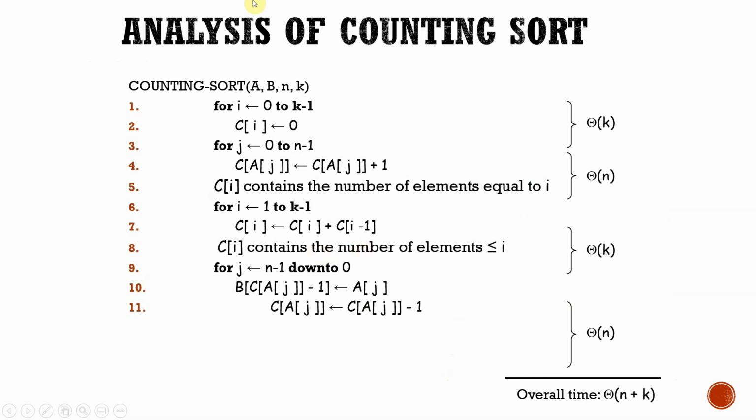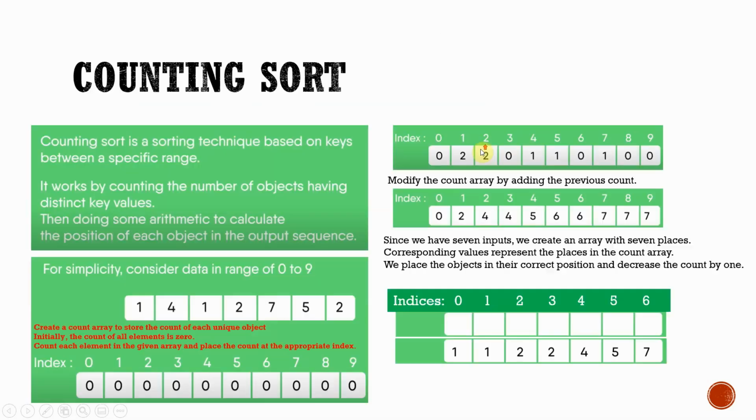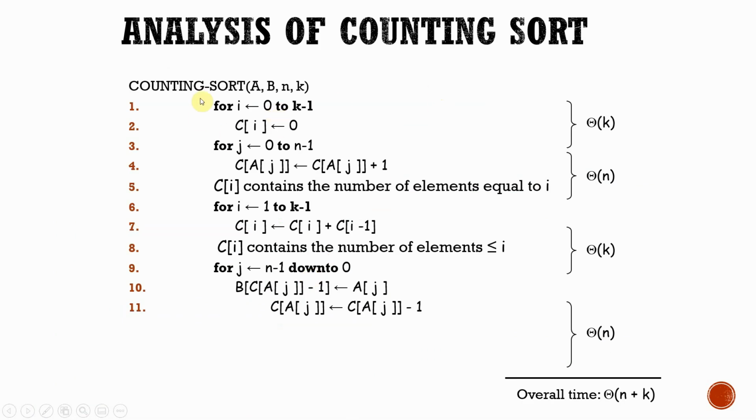This is the algorithm to implement counting sort. Here let's assume that we have n elements in the range from 0 to k. So the first thing we have to do is create this count array. We have a count array and we initialize it with 0. Then we find the frequency of every element in the array.